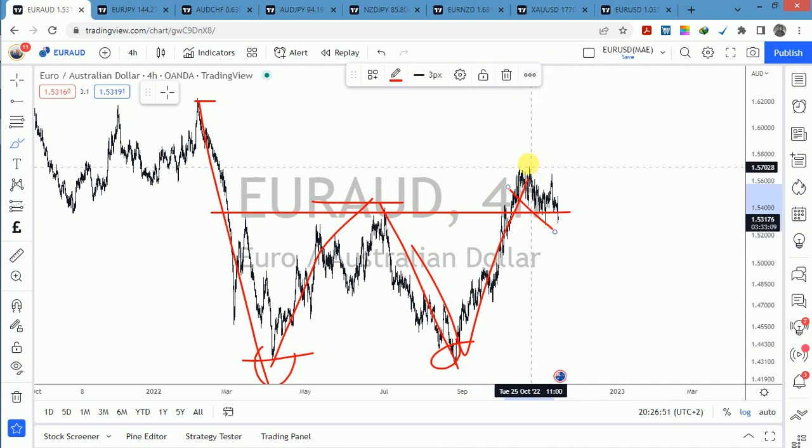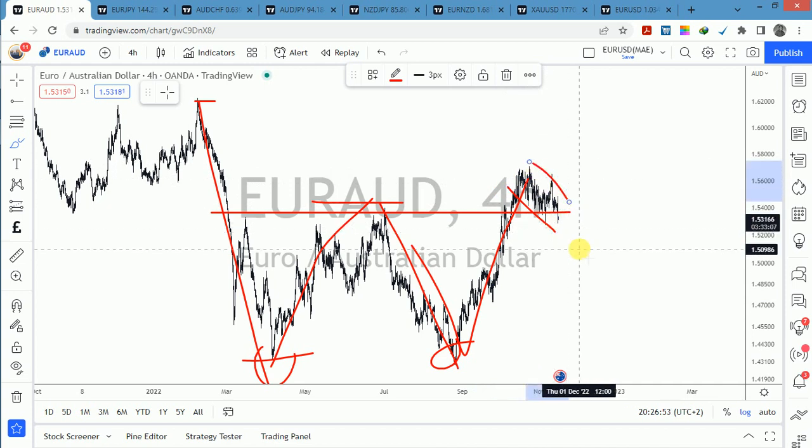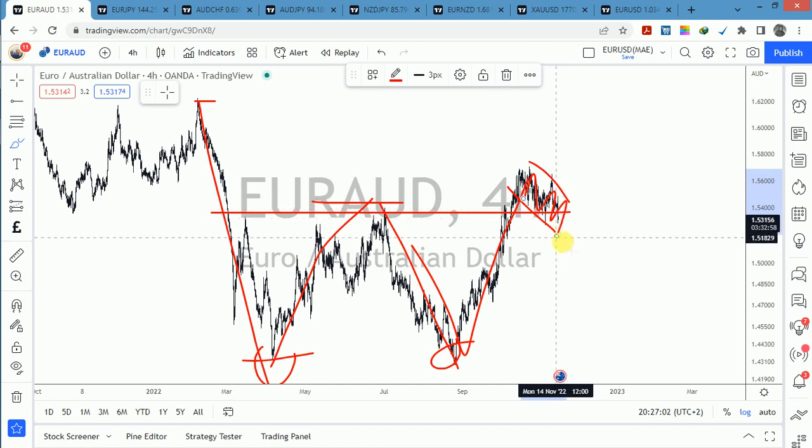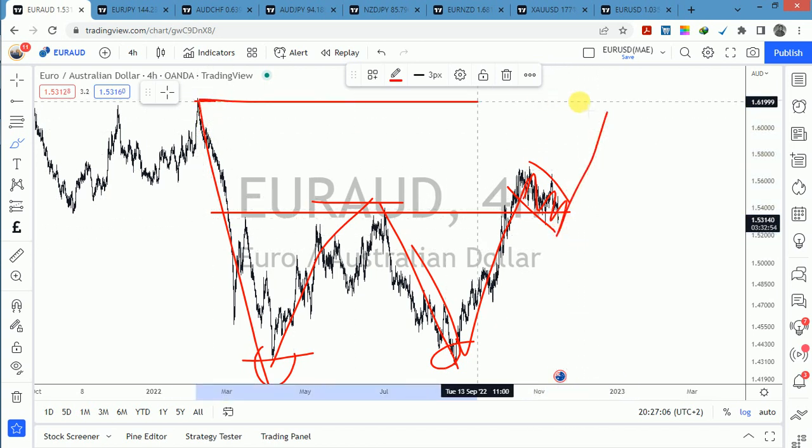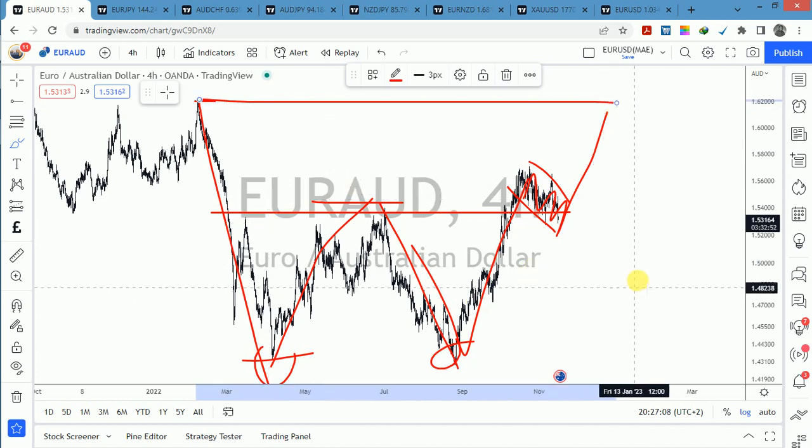So currently, if that is a double bottom, we are retesting the neckline, and we are retesting the neckline with a flag or with a compression. There's a compression here which is retesting the neckline. From here we'll be hoping to see this pair going up to complete the double bottom, right?